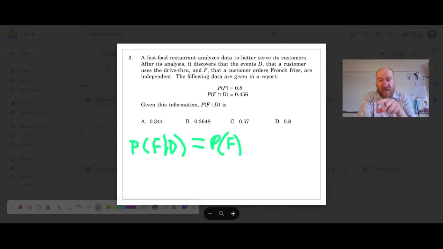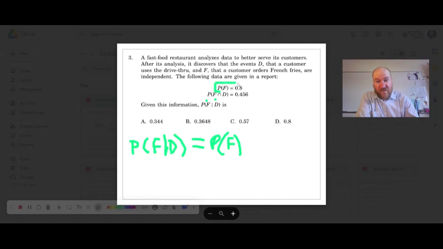The probability of French fries, given that they went to the drive-thru, is just equal to the probability of French fries. Basically what it's saying is whether or not they went to the drive-thru doesn't matter. If these two events are truly independent, whether or not they went to the drive-thru doesn't matter. And that's what they told us. They told us these two things are independent. So the probability of someone ordering French fries in the drive-thru is the same as just someone ordering French fries.